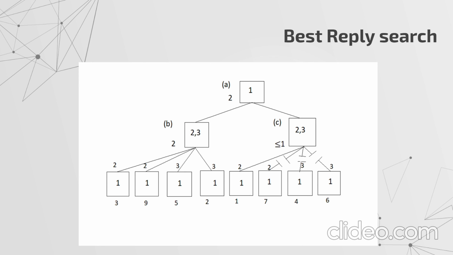Now best reply search. The traditional search method allows every player to make a move, resulting in a large search tree. In BRS, that is best reply search, not every opponent is allowed to make a move. Only the opponent with the strongest move against the root player may move.